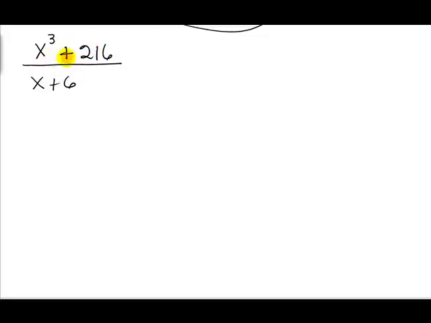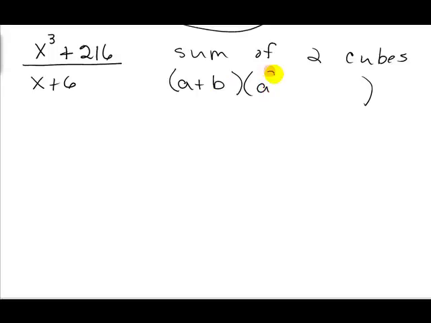Here we have the sum of 2 cubes. Sum of 2 cubes. Remember, we had basically a formula for that: A plus B, A squared minus A times B plus B squared.